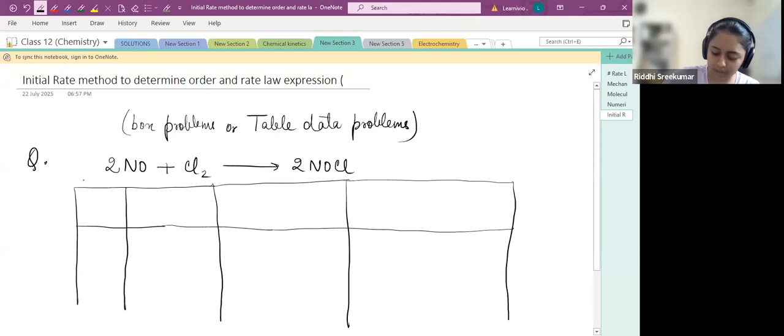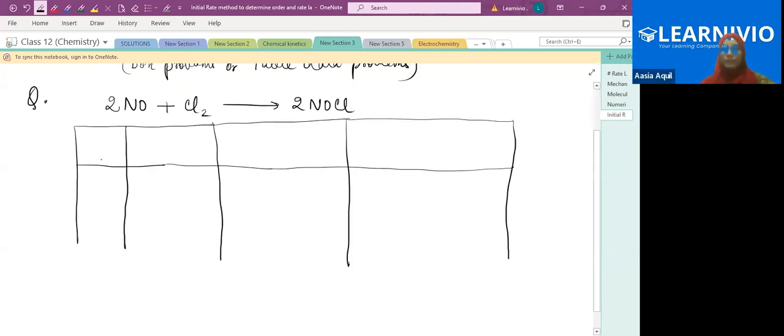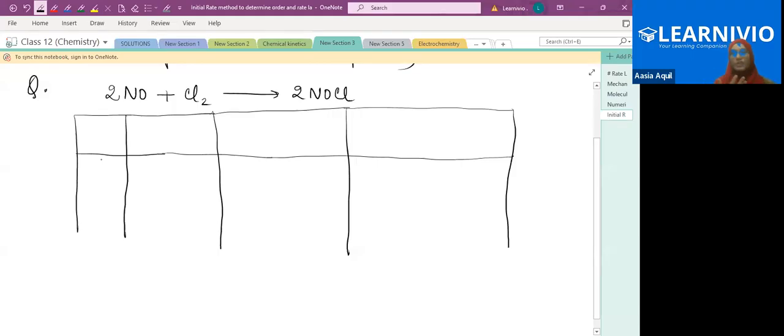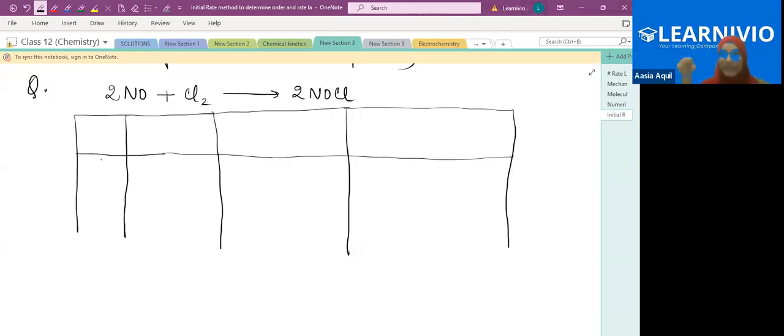So this is just another method to determine the rate of reaction, or the rate law expression. We can calculate the rate of reaction by many methods. The first is the integrated method, which we discussed in the first class, the d upon dt. The second method is the rate law expression.